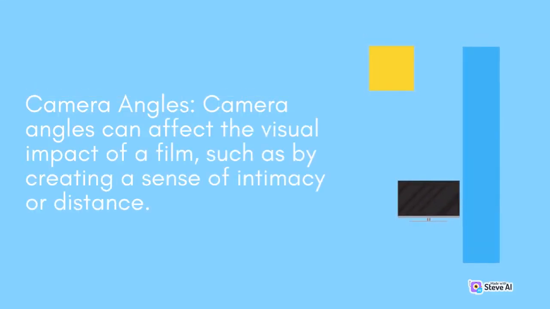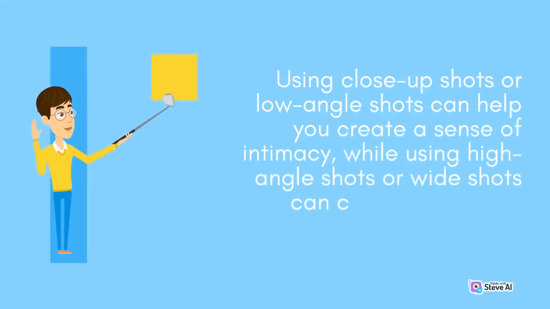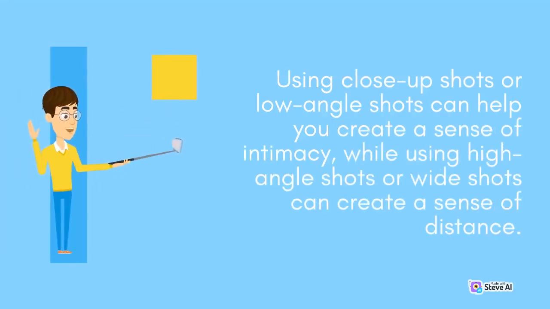Camera angles. Camera angles can affect the visual impact of a film, such as by creating a sense of intimacy or distance. Using close-up shots or low-angle shots can help you create a sense of intimacy, while using high-angle shots or wide shots can create a sense of distance.